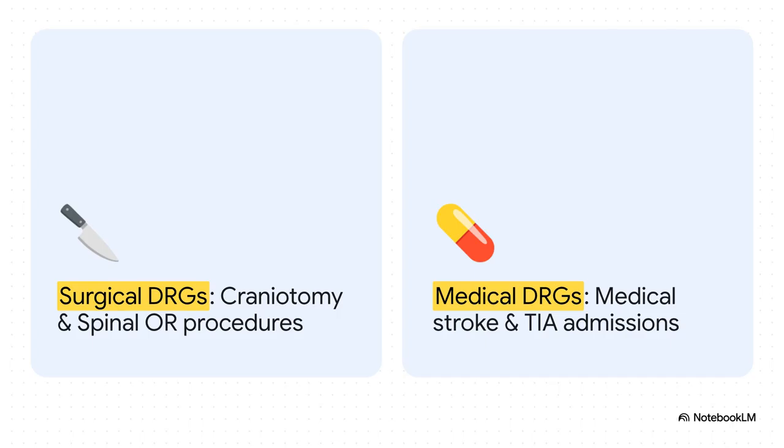So, when we process these cases, the grouper logic first hunts for a major partition. Basically, it asks, was this a medical admission or did the patient need the operating room? On one hand, we have major surgical DRGs like craniotomies or spinal OR procedures. And on the other, we have standard medical, stroke, or TIA admissions with absolutely no surgical intervention.